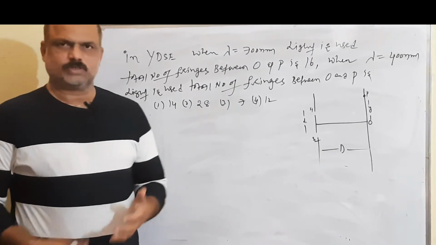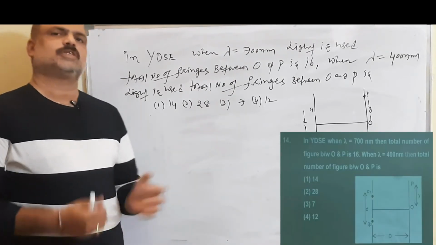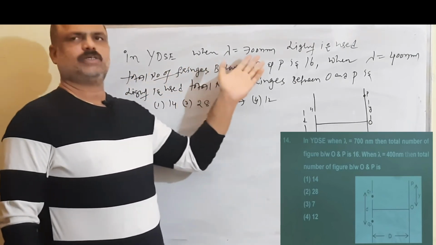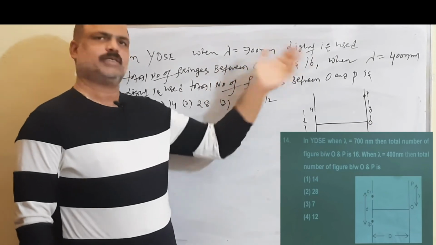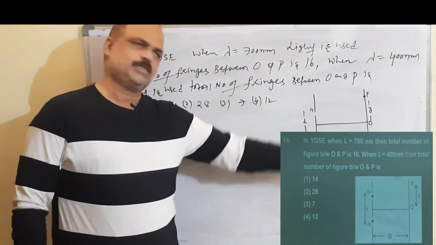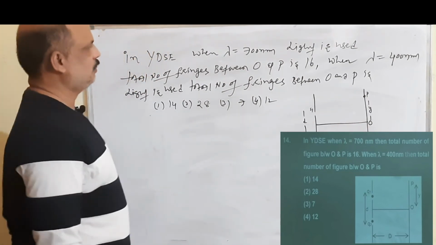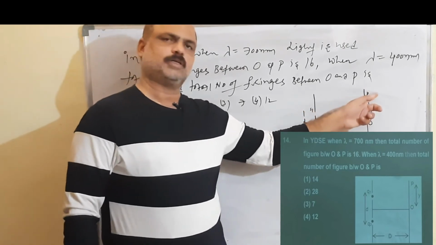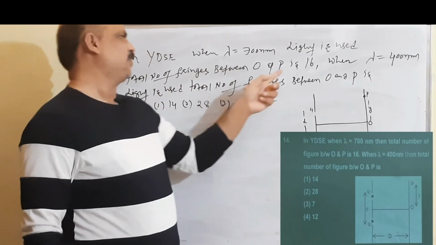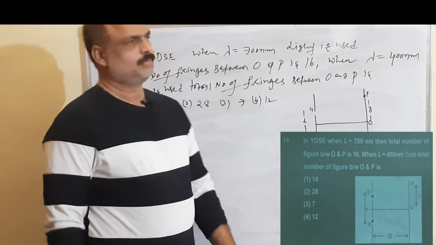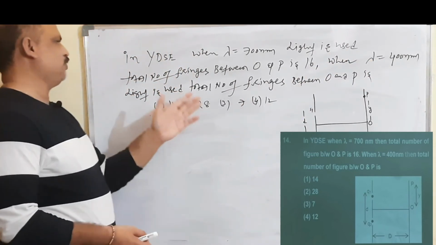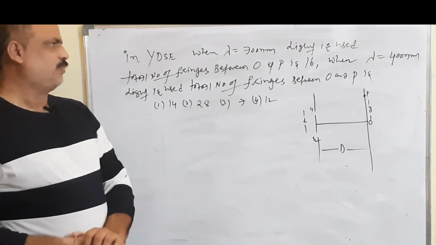Now let us solve another question. This question asked from Young double slit experiment. In Young double slit experiment, when lambda is equal to 700 nanometer light is used, total number of fringes between O and P. O is nothing but position of the central bright fringe and P is at any point on the screen. The distance between O and P is Y. How many fringes are formed between O and P? 16. But when lambda is equal to 400 nanometers light is used, how many fringes are formed between O and P?